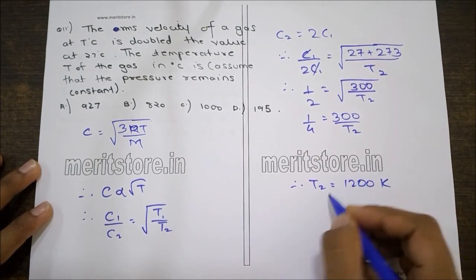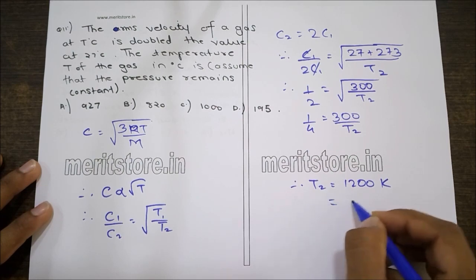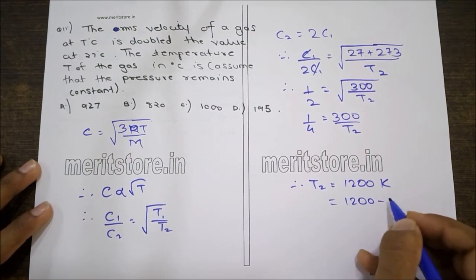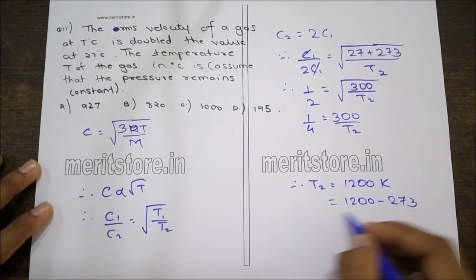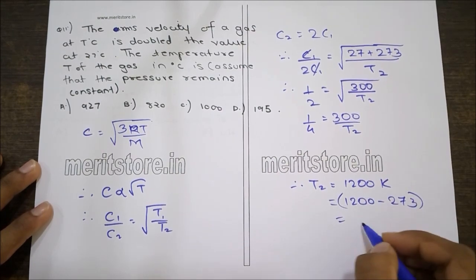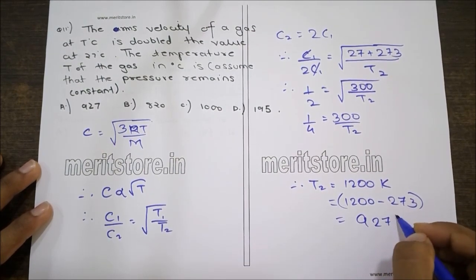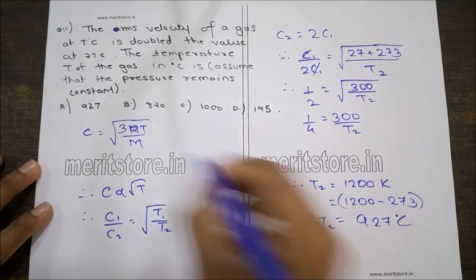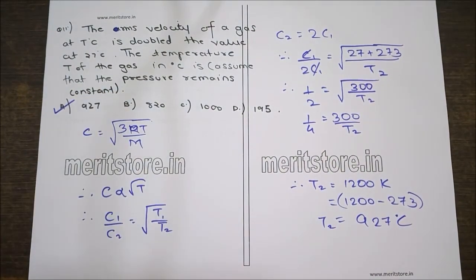To convert this into degrees Celsius, we need to do 1200 minus 273. So the value we get is 927 degrees Celsius. So therefore option A is the correct answer.